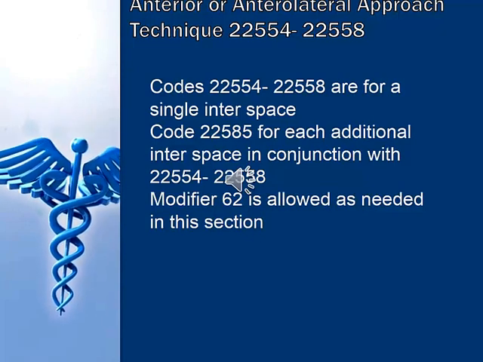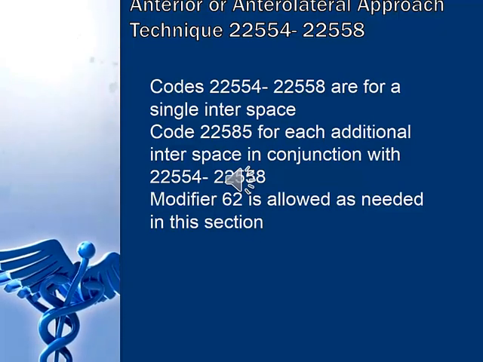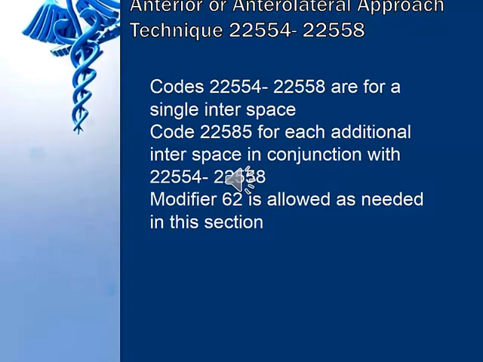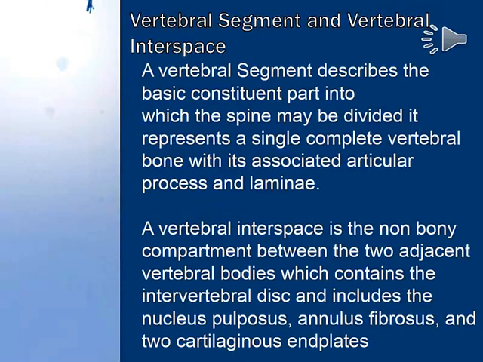The anterior and anterior lateral approach technique codes 22554 to 22558 are for a single interspace. Code 22585 is for each additional interspace in conjunction with 22554 to 22558. Modifier 62 is allowed with these codes, and you may use Modifier 62 as needed.